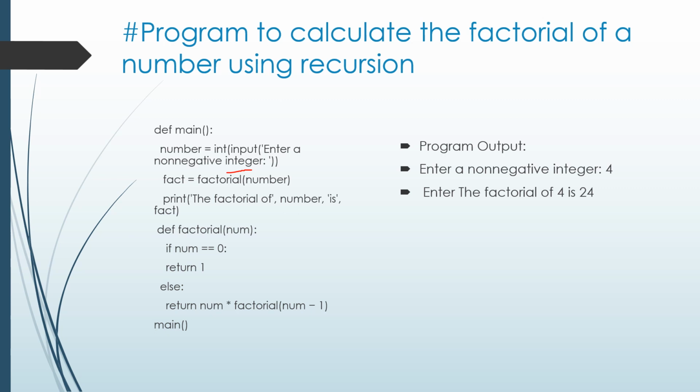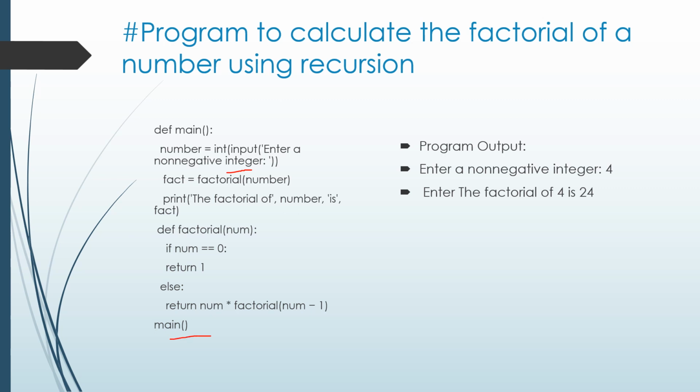Again, we are defining another function called factorial of num. If num equals 1, then it will return 1. Else it returns num into factorial of num minus 1. This is the formula of factorial. And again we are calling the main function.